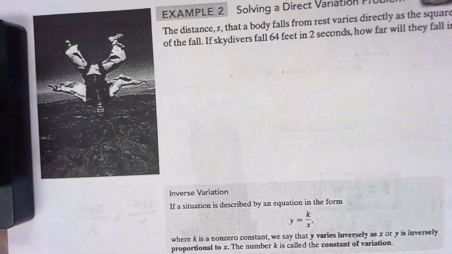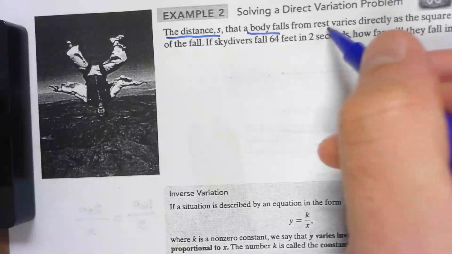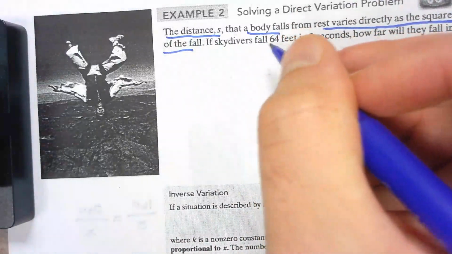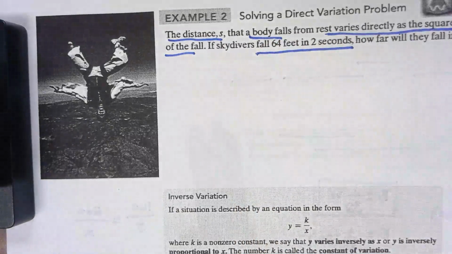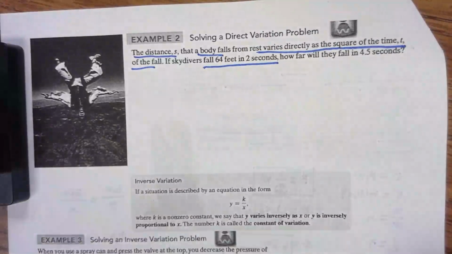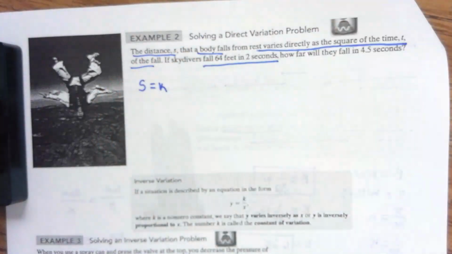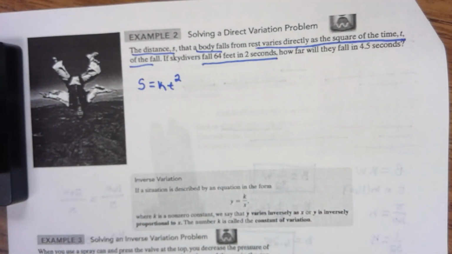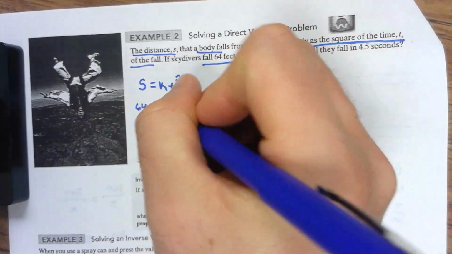The distance s that a body falls from rest varies directly as the square of the time t of the fall. If a skydiver falls 64 feet in 2 seconds, how far will they fall in 4.5 seconds? So again, we need to solve for that constant of variation. So in this case, the distance is s equals that constant k, and then the square of the time t, so time squared. And we are given that they fall 64 feet over the course of 2 seconds.